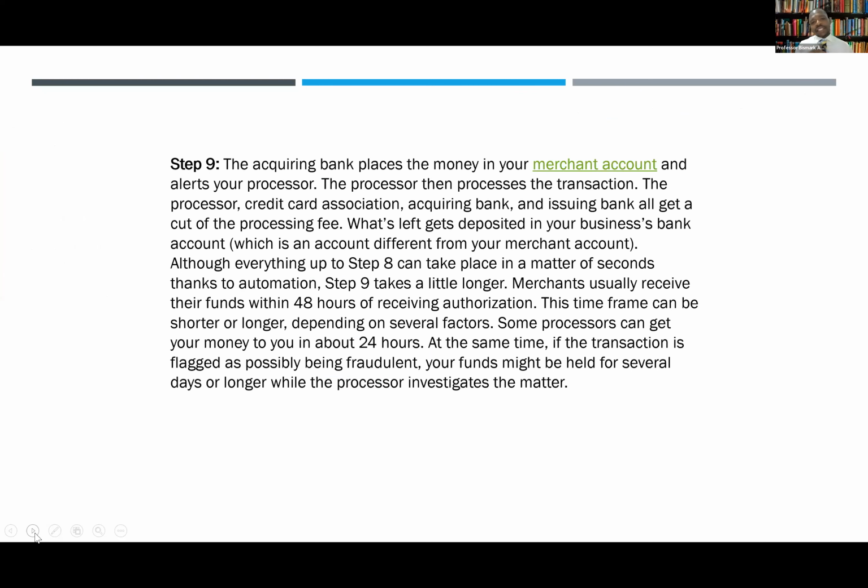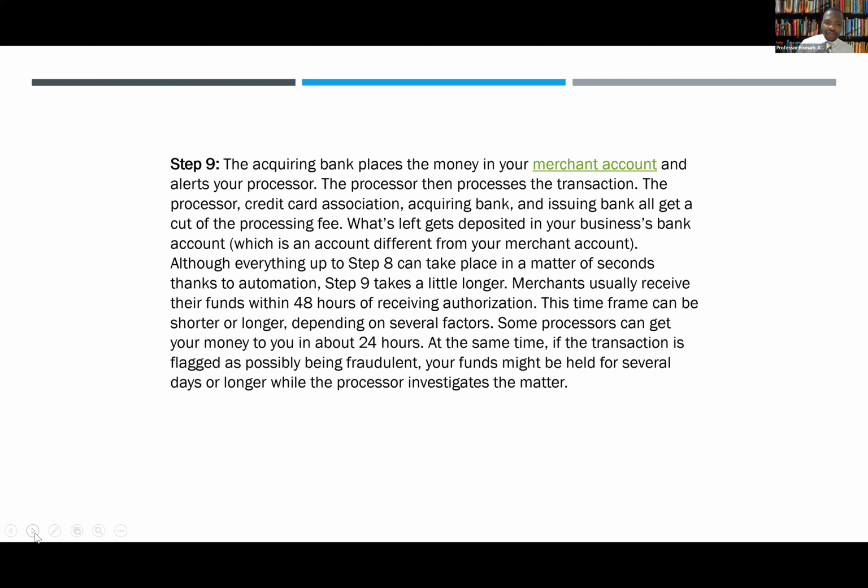The acquiring bank places the money in your merchant account and alerts the processor. The processor then processes the transaction. The processor, credit card association, acquiring bank, and issuing bank all get a cut of the processing fee. What's left gets deposited into the business bank account, which is an account different from your merchant account. Although everything up to step 8 can take a matter of seconds, thanks to automation, step 9 takes a little bit longer.